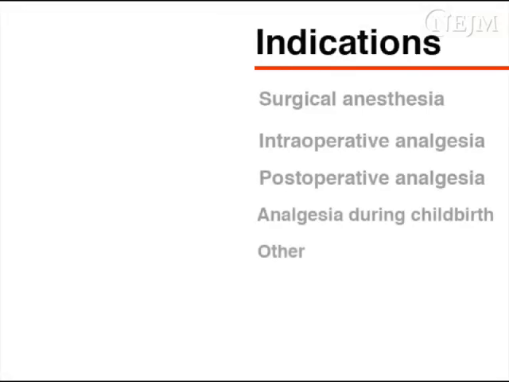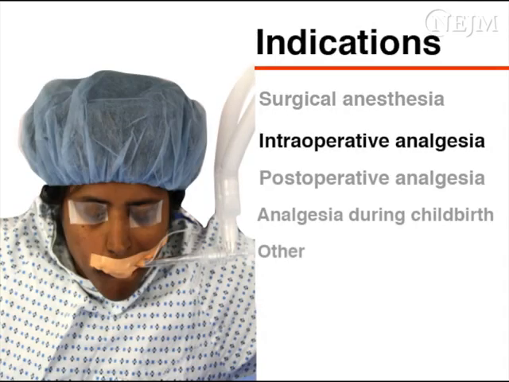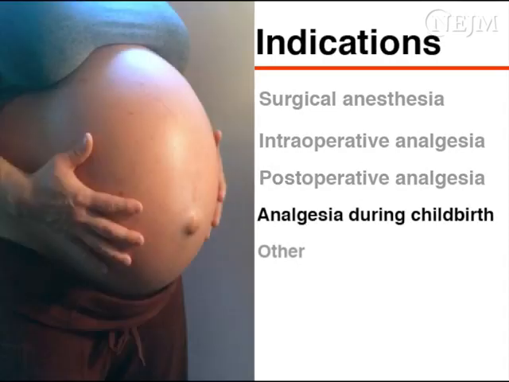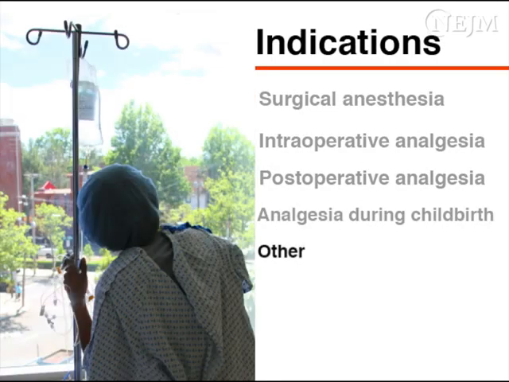A lumbar epidural catheter can be used to induce surgical anesthesia, intraoperative analgesia, postoperative analgesia, or analgesia during childbirth. Other indications include placement to manage pain related to malignant conditions or to other causes of chronic pain.